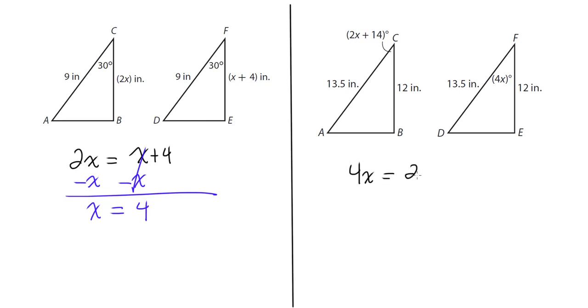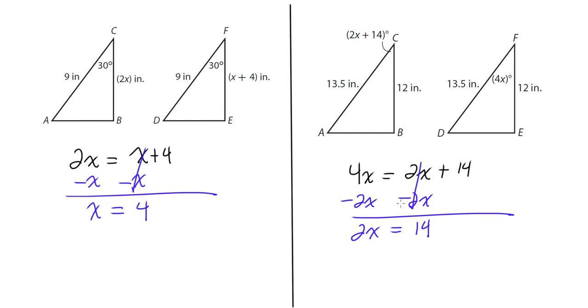4x equals 2x plus 14. And again, we solve for x, so I'm going to subtract 2x from both sides. And now I have 2x equals 14. And then I have to divide by 2. And my answer is 7. So the value x needs to have in order to make these two triangles congruent is 7.